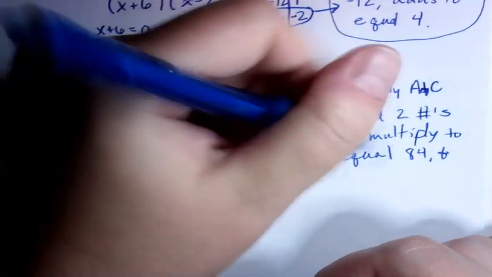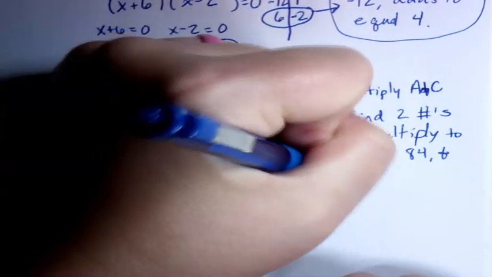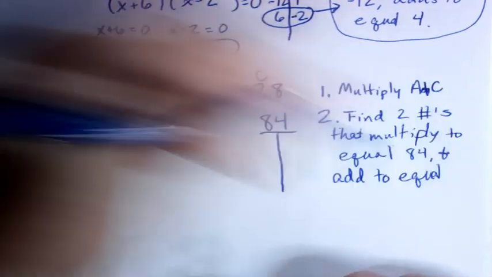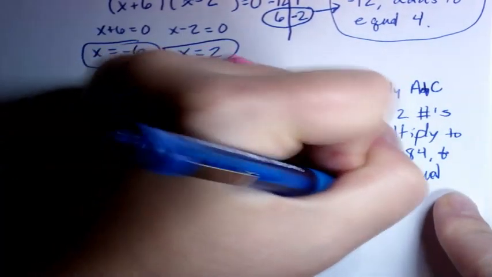And then so then we want to find two numbers that multiply to equal 84, and add to equal negative 25.